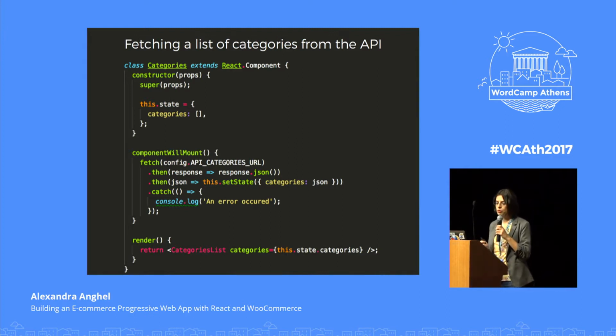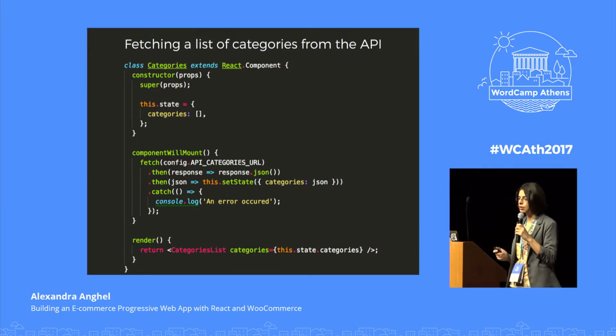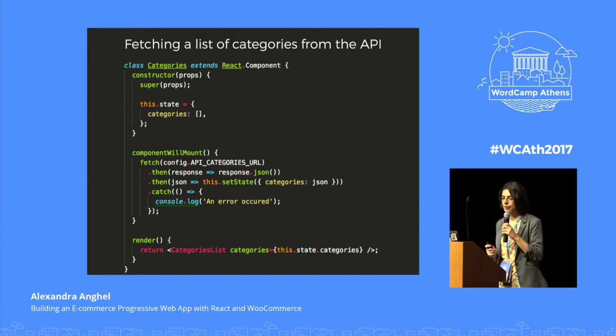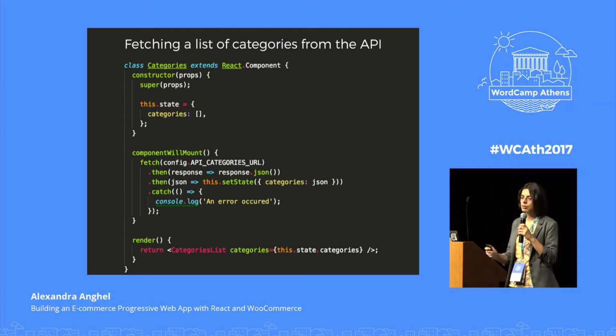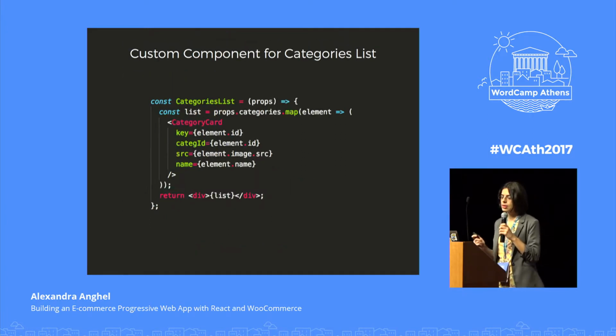In the render method, we just return another custom component called categories list that receives the categories data as a prop. As you can see, there's no need to call render after we get the API response because React takes care of that for us. Basically, it re-renders the component when the state is updated. The categories list component looks something like this. It just iterates over the categories data and renders a single category element by using another custom component called category card.